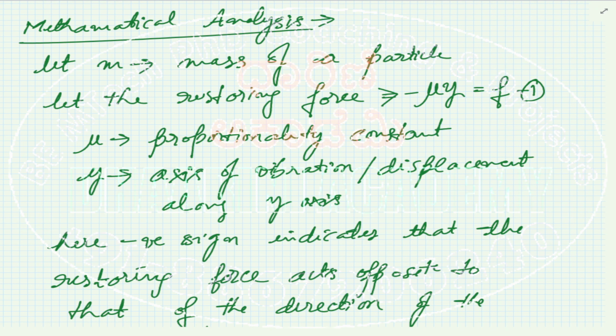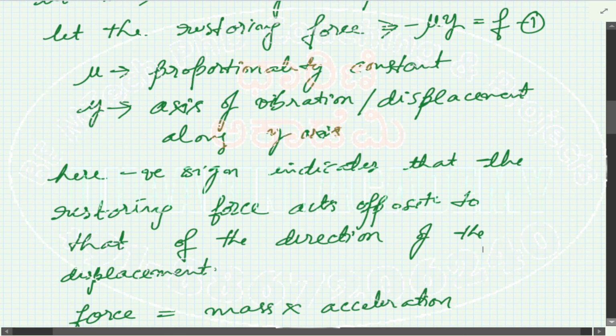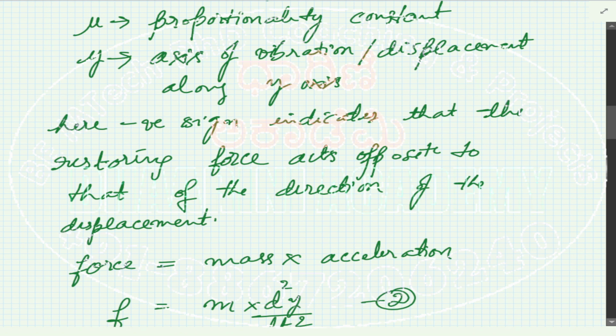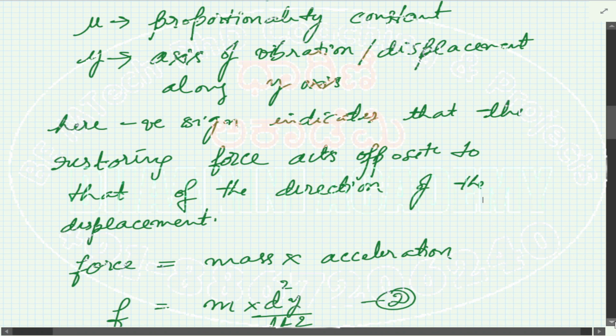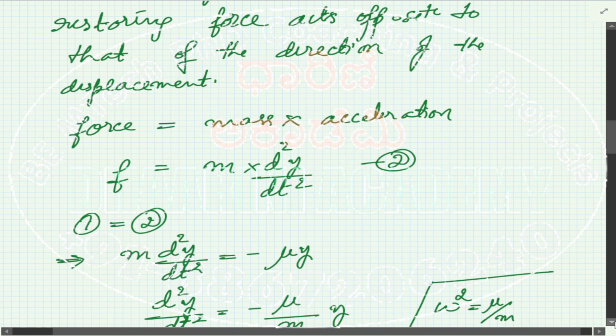Moving further, we can see that in order to eliminate the proportionality sign, we put a mu, and that mu is called a proportionality constant. Then y is the axis of vibration, or the displacement along the y axis. Then, as I mentioned, the negative sign actually indicates the opposite direction.